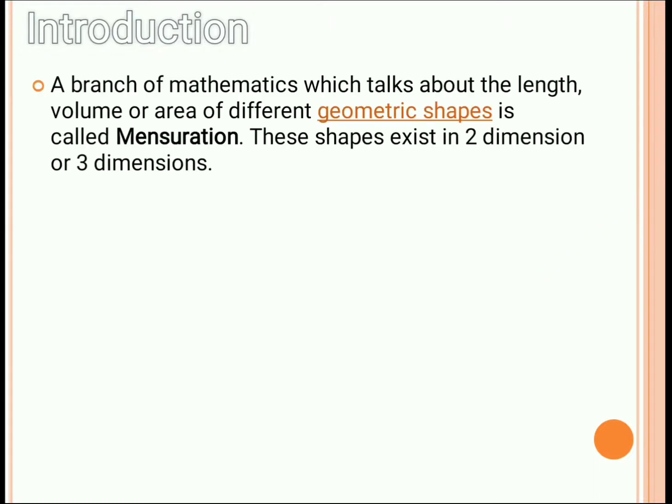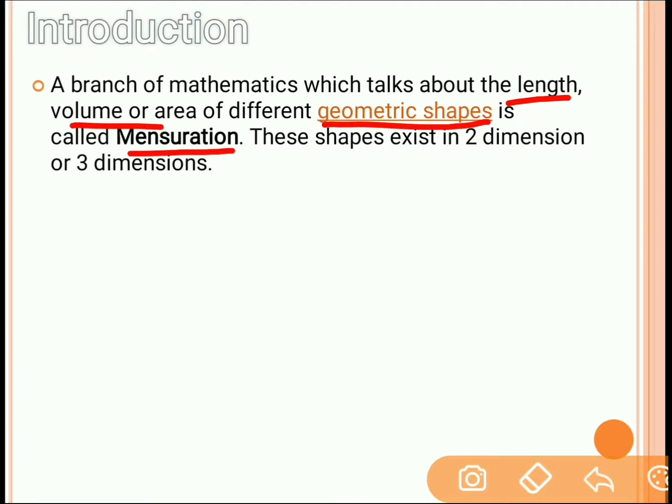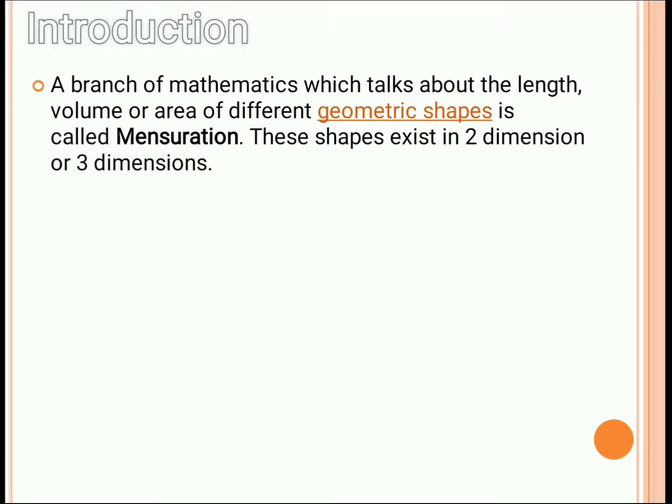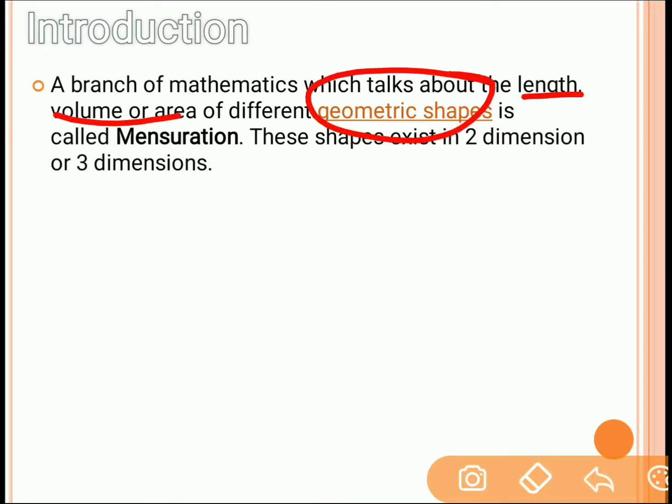So let's start with the basic introductory part of mensuration. A branch of mathematics which talks about the length, volume or area of different geometrical shapes is called mensuration. These shapes exist in 2 dimensions or 3 dimensions. So whenever you come across problems related to finding out the length, volume or area of different geometrical shapes, then you need to apply the concept of mensuration.